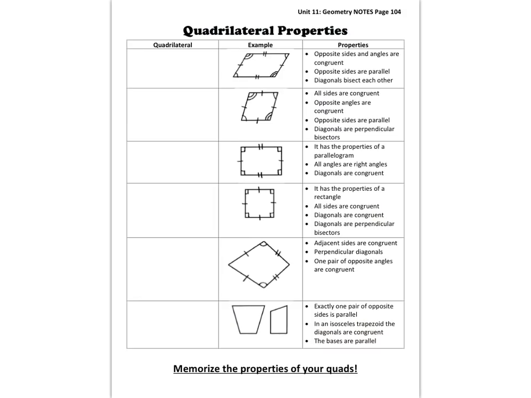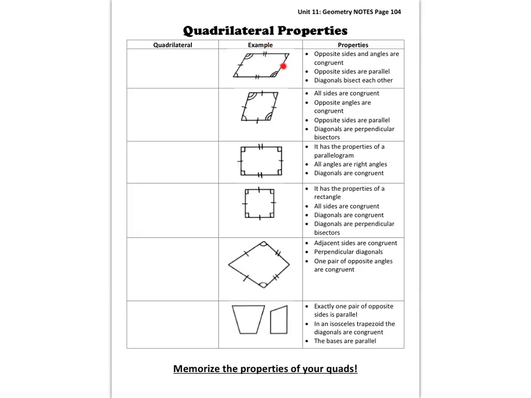Okay, so page 104. You're going to need this page in a few minutes when you do your Google Slides activity. So for right now, let's go ahead and label what these different quadrilaterals would be. So we have this example here. Let me explain these symbols that they've shown us.